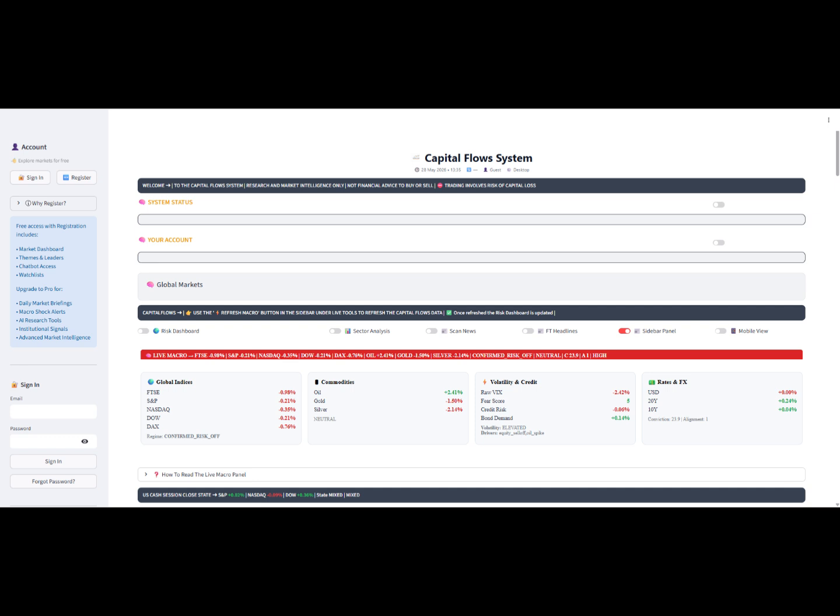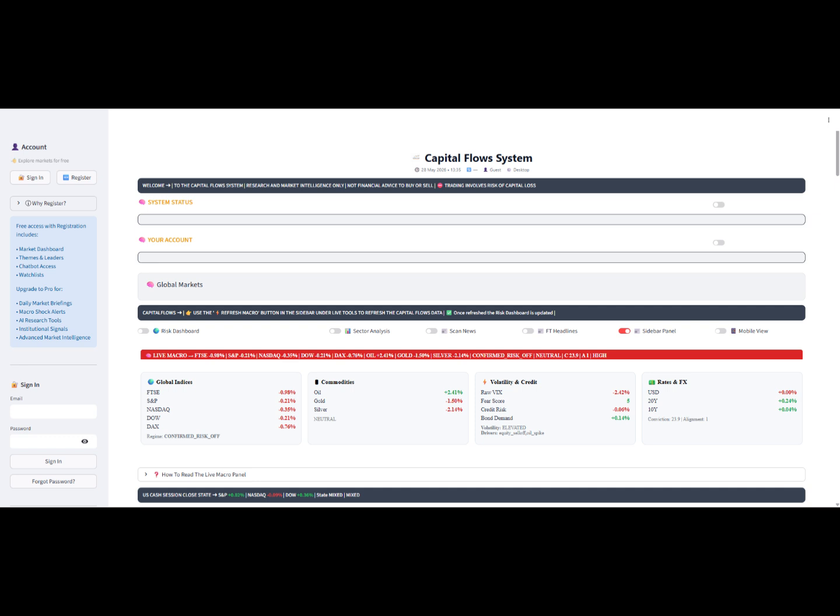One of the core concepts inside the platform is leadership tracking. Rather than simply ranking stocks by performance, the system attempts to identify how leadership is evolving over time, distinguishing between established leaders, emerging leaders, rotational strength, defensive rotation, weakening trends, and distribution. This allows users to identify not only strong stocks, but improving stocks, often before they become obvious to the broader market. At the top of the platform, you'll see the system status and account panels.